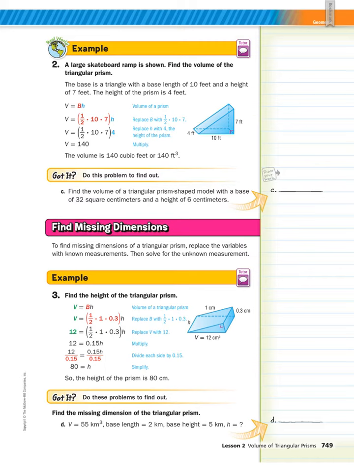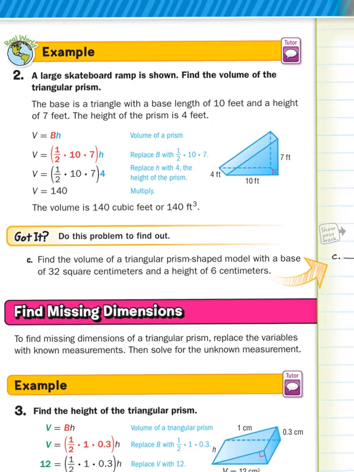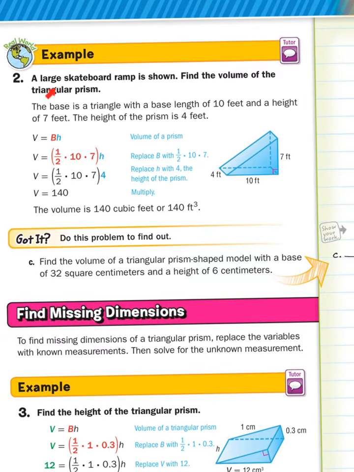In this next page, we have the same deal, but it's more of a real-world example. But it's pretty much the same thing we've been doing. So I'll go over this one here. It says, a large skateboard ramp is shown. Find the volume of the triangular prism. So here's the formula. Volume is big B times H. Notice they have big B red, so we can see those numbers in red, and H is in blue. So big B is the area of one of the triangle bases. And I'll show you here in black. We'll just look at this black triangle.